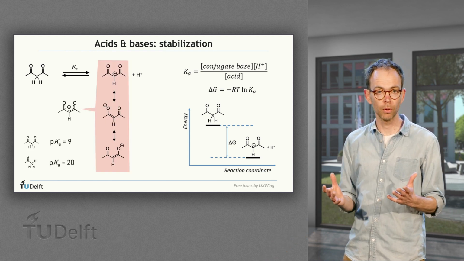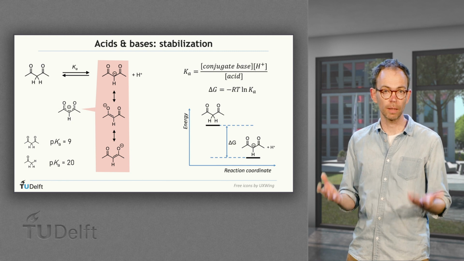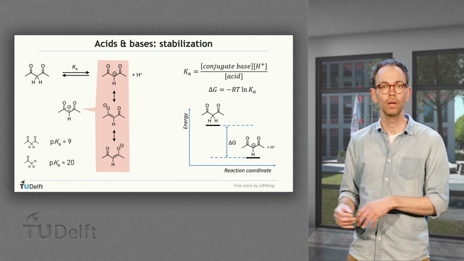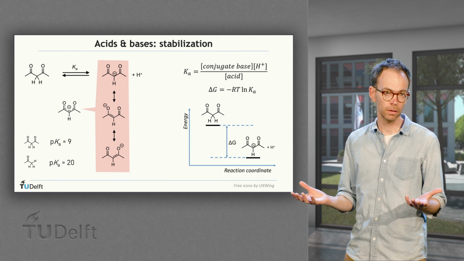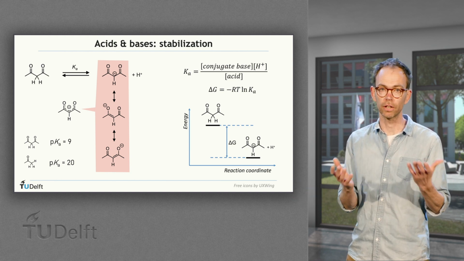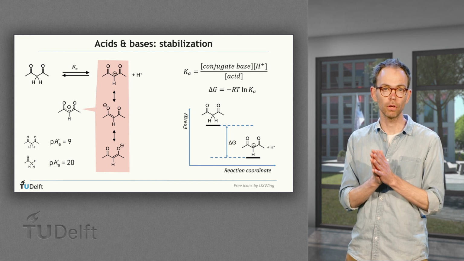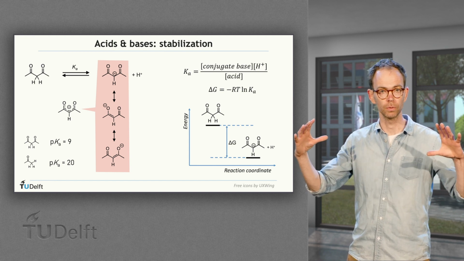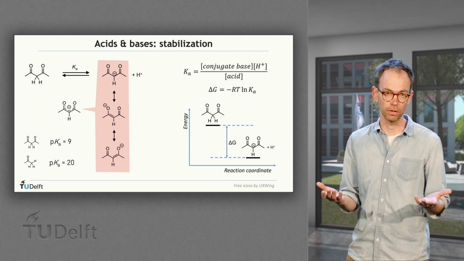In the current example, there is a mechanism that leads to stabilization of the product. The conjugate base is an anion. Because of its molecular structure, this anionic charge can be distributed over several atoms in the molecule. This is a process called resonance.